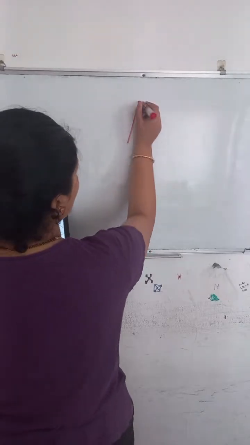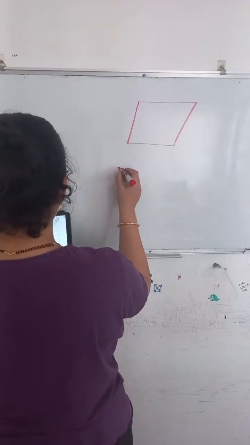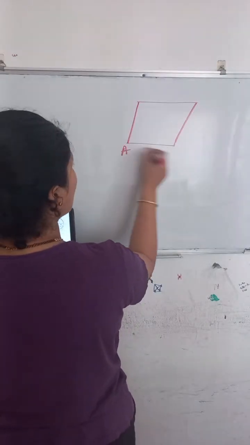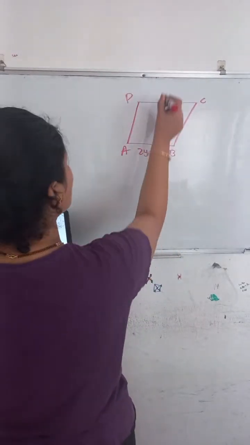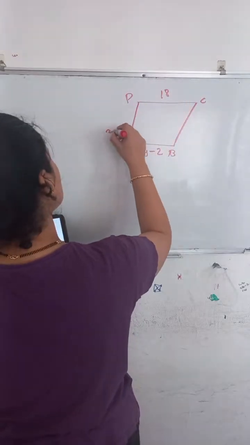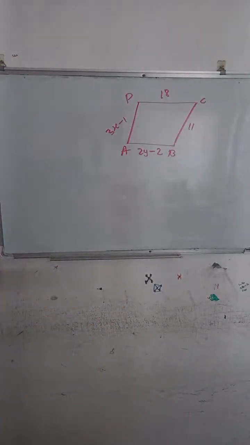So ABCD is a parallelogram. This is A, B, C and D. This is 2y minus 2. This is 18. This is 3x minus 1. And this is 11. This is the diagram, and they are asking to find out the values for x, y and z. Is z there? Only x and y, z is not there here.